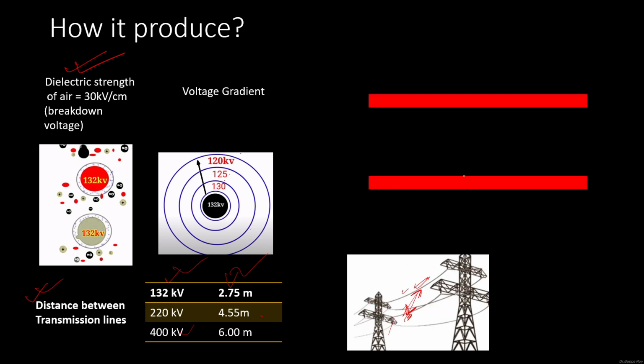So suppose these are two conductors. This is one conductor, and this is another conductor, parallel. This first one is number one, and this one is number two. You can see here.